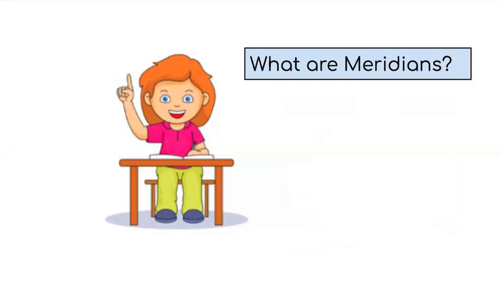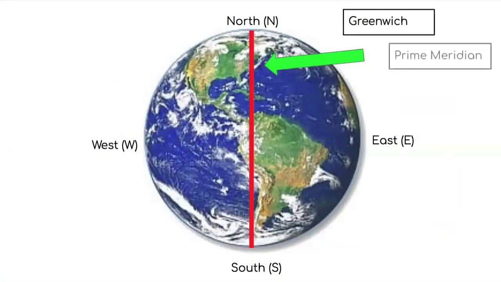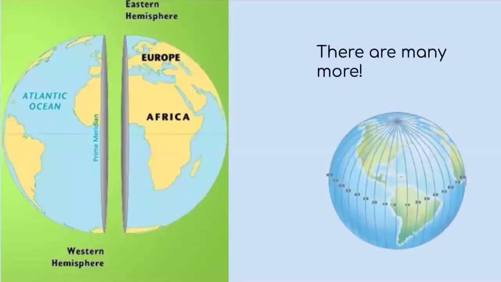We learned what parallels are, but what are meridians? Here we have the same representation of the Earth with the 4 cardinal points. Meridians are imaginary lines that run from the north to the south. The most important one is called Greenwich, or also known as prime meridian. Both names are correct. The Greenwich meridian divides the Earth into the western hemisphere and eastern hemisphere, and as with parallels, we have many more.